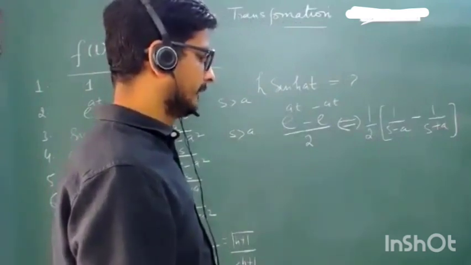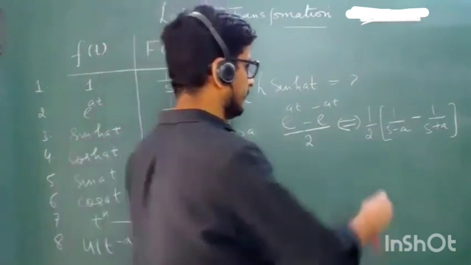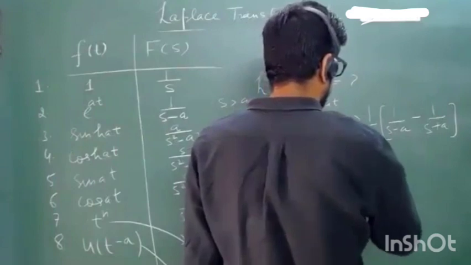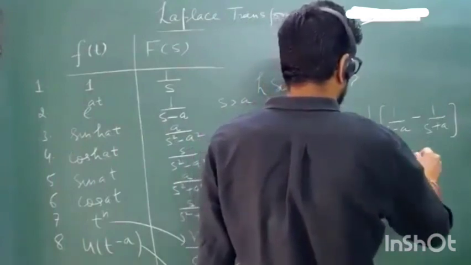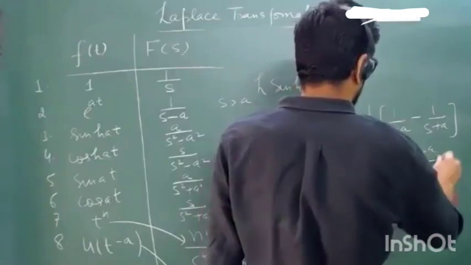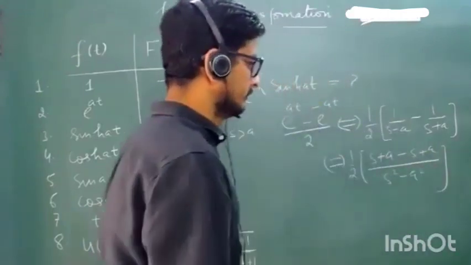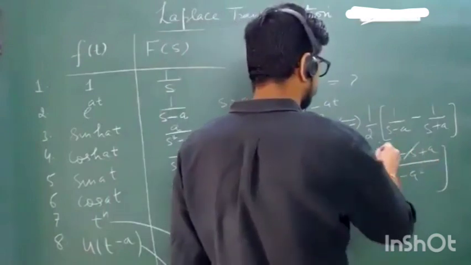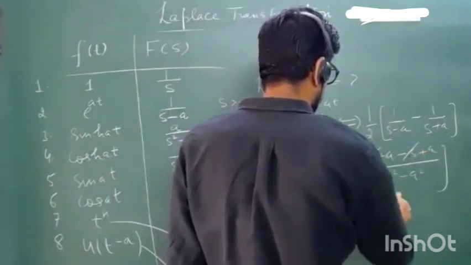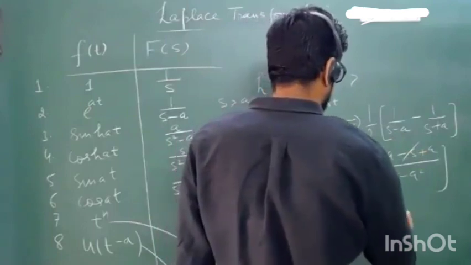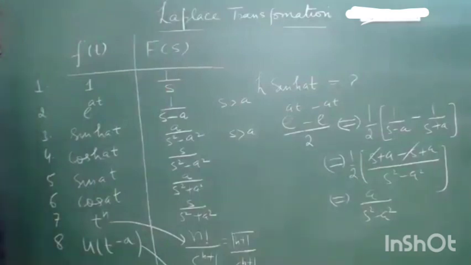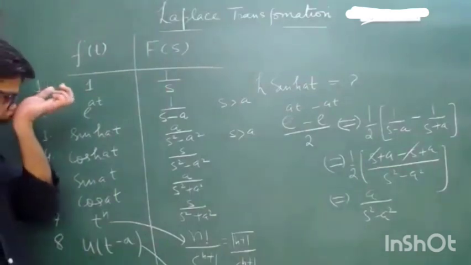आ रही बात समझ में? Yes, sir. So this will become half of s plus a minus s plus a over s square minus a square. This will cancel, and 2a, this will become 2a, so this will become a upon s square minus a square. Please see this. See this and tell me.